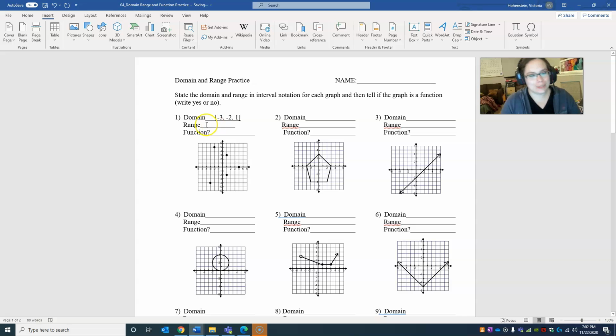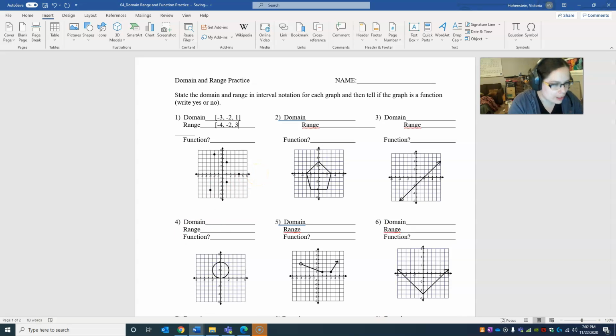Range, I'm going to do the same thing but with the y values. So bracket, and then my y values are -4, -2, 3, and 5.